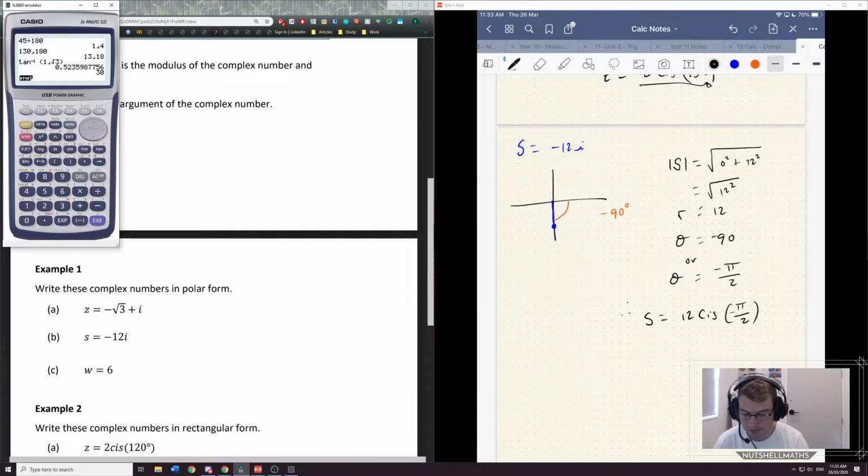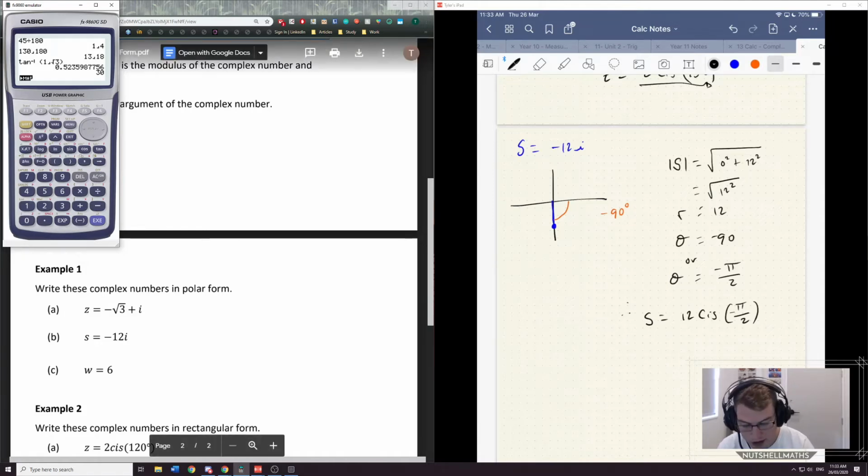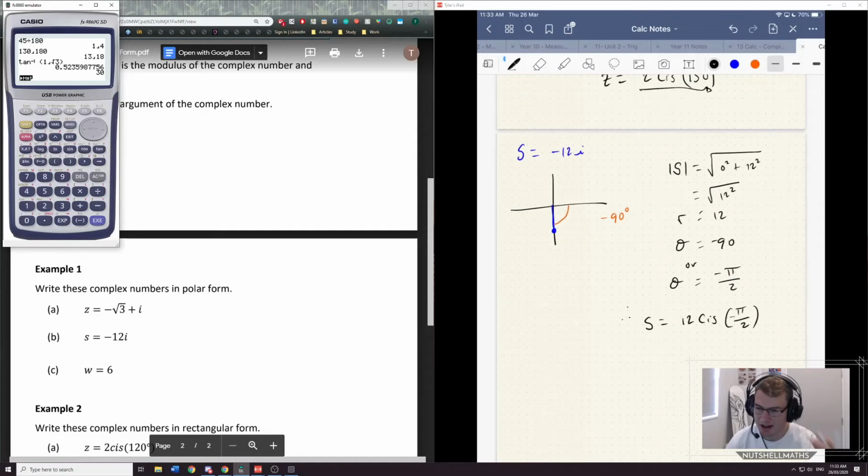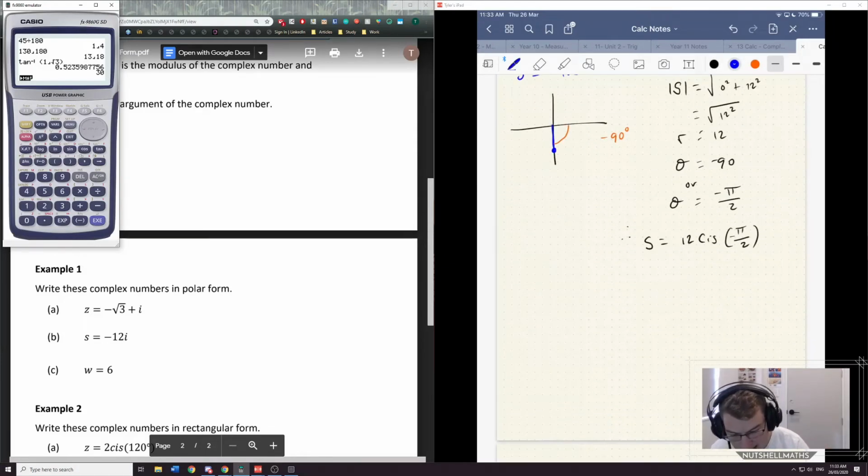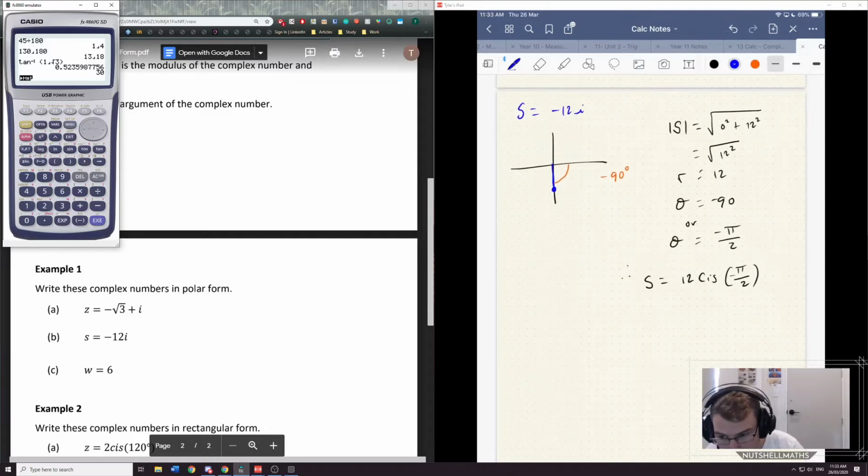So far so good. One more and then we're going to do the reverse process, which I think is a little bit harder. Do you think it's harder to go back from polar form to rectangular form? Let's do this process very quickly. I already know that my angle is 0 in this case. Oh, it needs to be W, doesn't it?